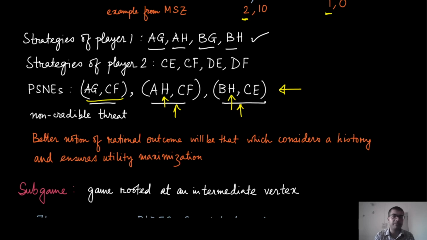The notion of playing the game at any history is already giving us some hint of how we can define rationality. So the rational outcome in this perfect information extensive form game will be better if you consider the history and ensure the utility maximization at every history, and that is exactly the notion of subgame. So what is a subgame? It is a game that is rooted at any intermediate vertex.